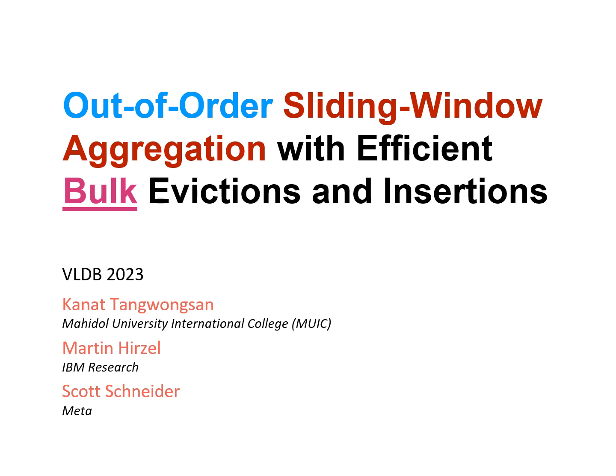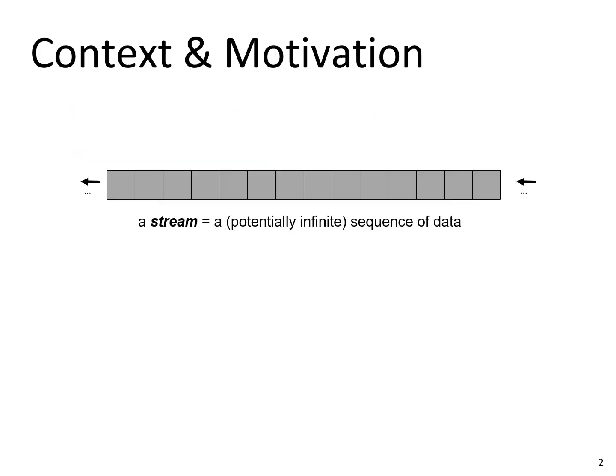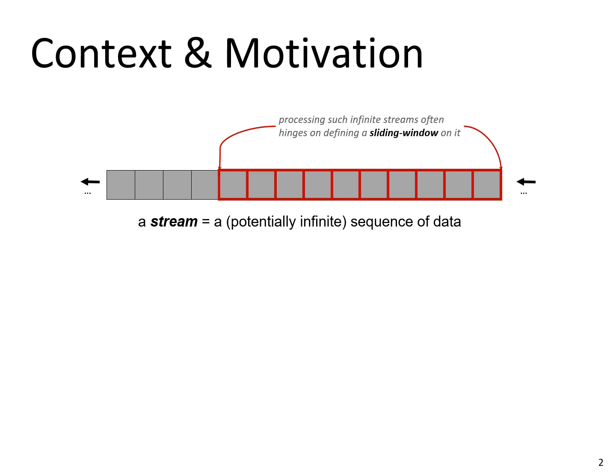This talk is about sliding window aggregation in stream processing systems, where stream data items might arrive out of order and streams might be bursty.